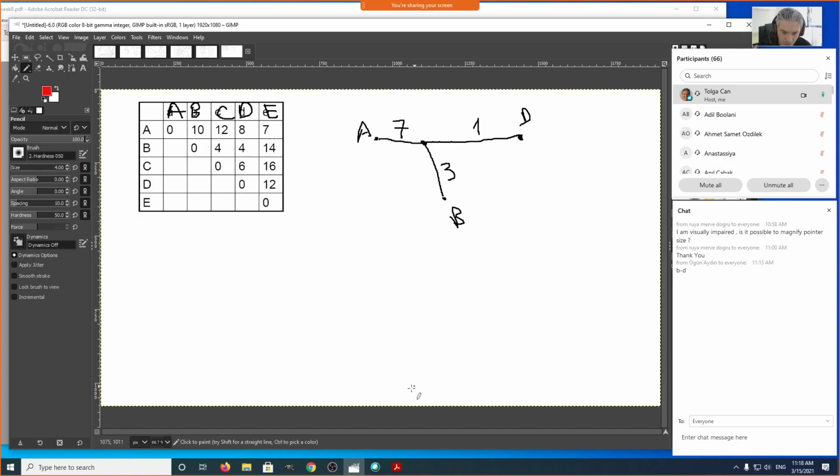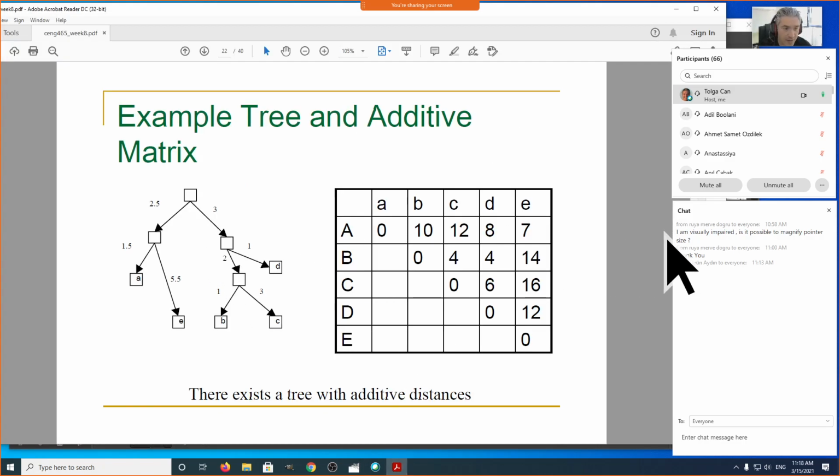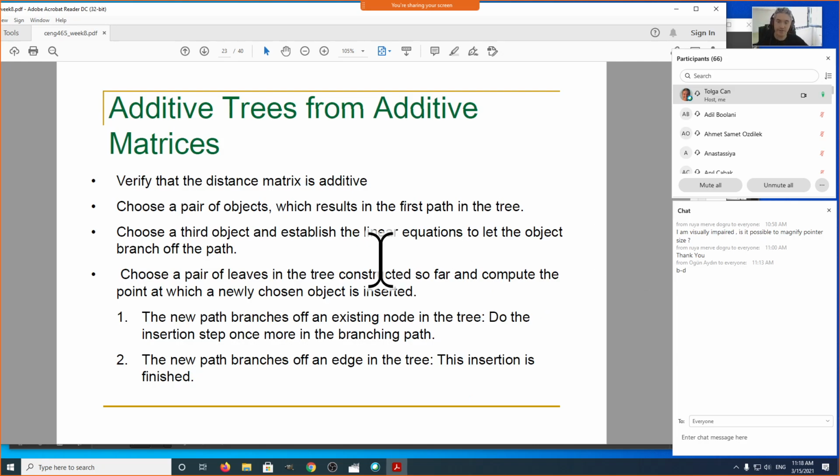So to sum up, the algorithm is like this. Let me show you this. The entire algorithm in pseudocode is described on this slide. The first step is verifying the distance matrix is additive. We choose a pair of objects, which results in the first path in the tree. This is what we did with AD. We choose a third object and establish the linear equations to let the object branch off the path. This is what we did with B. And we repeat this last step until no remaining nodes are left.